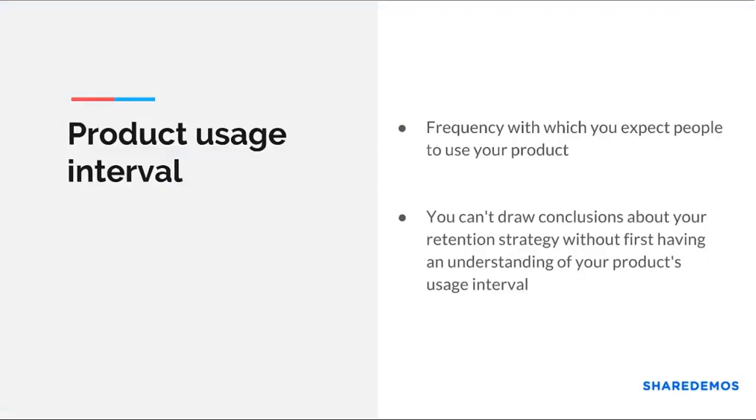Moving on to the product usage intervals. First we see what the product's primary feature is, then what the product usage interval is. It's the frequency with which you expect people to use your product, like daily, weekly, or monthly. There are some products which people use daily, something like a social media app or your email, which you use for day-to-day operations. But the optimum usage interval for most products is considered to be between 60 to 90 days. So that's how you calculate your optimum usage interval.